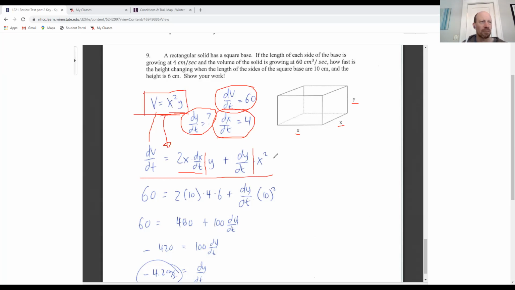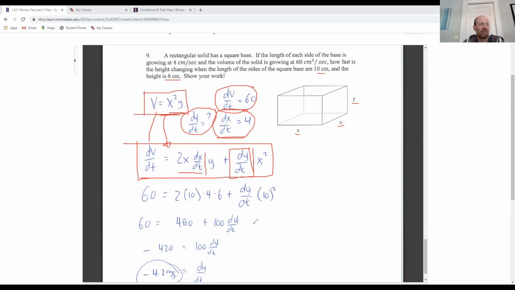Once you have this, you should be mostly home free. This is a formula. I just need to plug in all of the missing values and I'll get what I'm interested in, which is dy/dt. I know dV/dt. It tells me the sides are 10, so I know x. I know dx/dt is 4, and I know y, the height, is 6. And I just plug those values in, multiply it all out, and then solve for dy/dt.